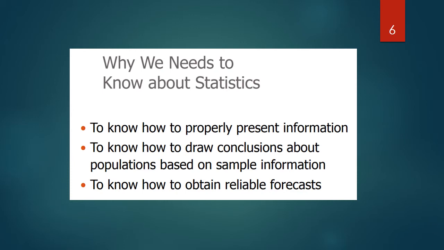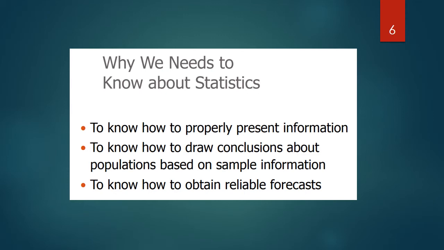To know how to draw conclusions about a population based on sample information. It's not possible to study all the things. Suppose in your country, you are going to study the food habits of people. Can you study the whole population in your country? No, it's not possible. But we need to study that population. So what can we do? We can study a representative sample of that population. There is a correct way, but if we apply a bad way, our conclusion will be wrong.